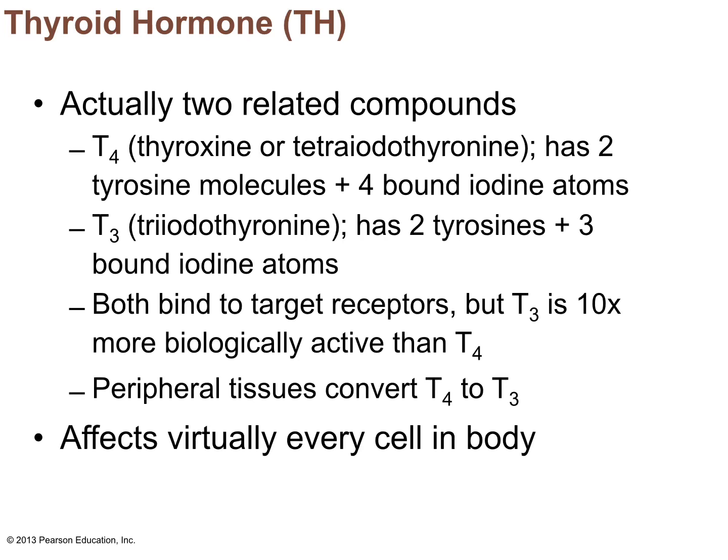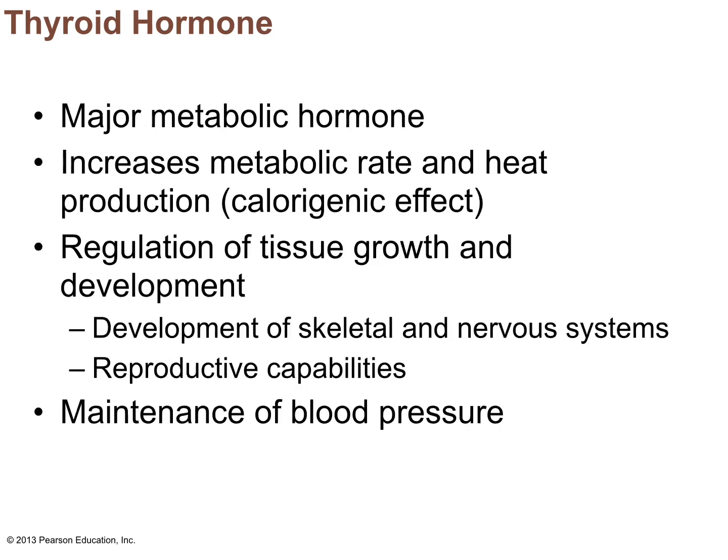However, and I don't have this listed on the slide, T4 is more abundant in the body, and you can convert T4 to T3 in peripheral tissues. Now, as we said in an earlier slide, these T3 and T4 thyroid hormones affect almost every cell in the body because every cell needs metabolism, and these are metabolic hormones.